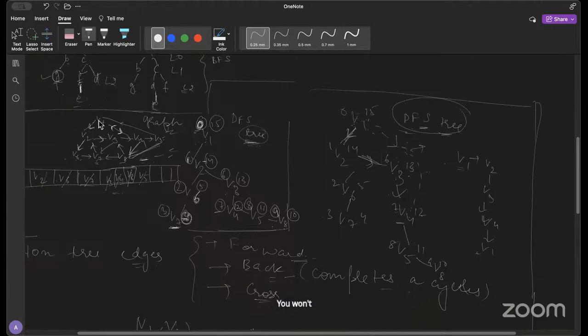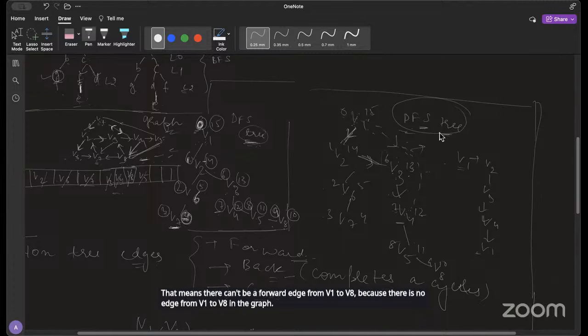You don't have a direct edge. No, ma'am. You don't have an edge from V1 to V8. That means there can't be a forward edge from V1 to V8 because there is no edge from V1 to V8 in the graph. So this tree is just for the graph.